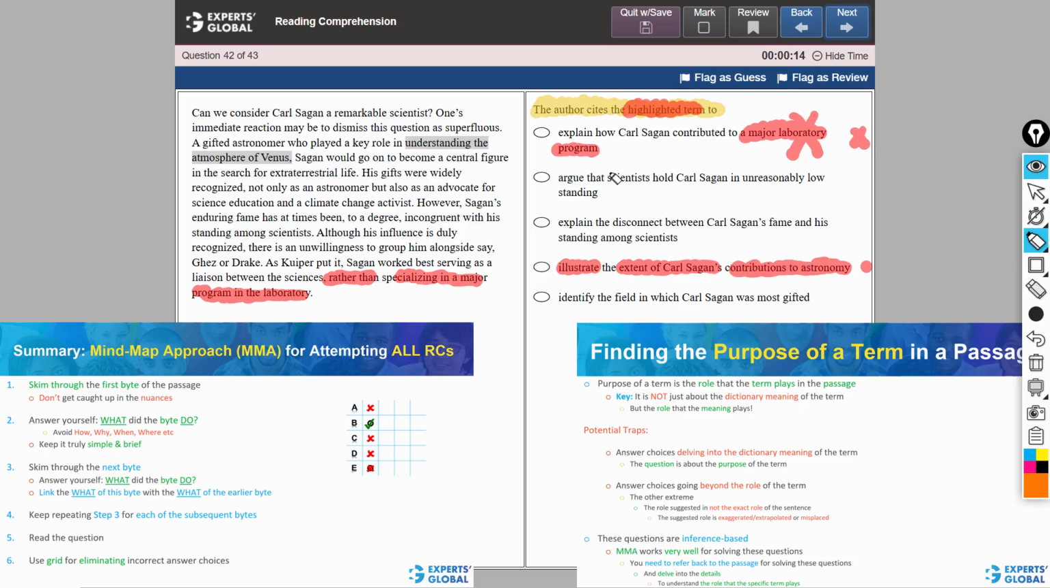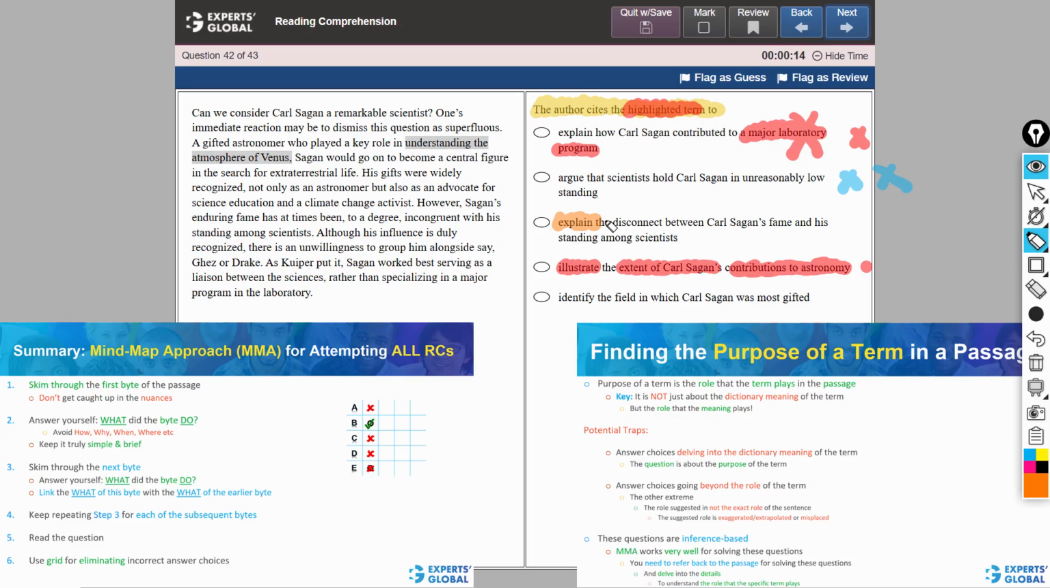Incorrect. The highlighted term here does not discuss how scientists hold our scientist in some standing. This reference has come much later in the passage. Besides, the passage does not say that scientists hold our scientist in unreasonably low standing. In fact, the passage says that the scientists duly recognize the influence of our scientist. So much wrong with answer choice B. This is probably the worst of the lot.